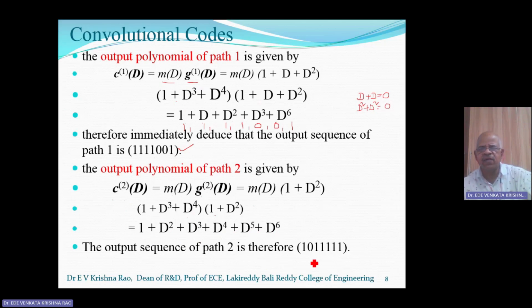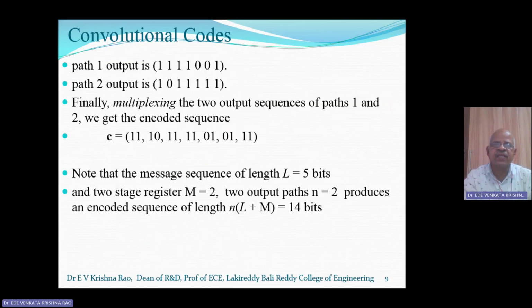Then the code output binary data can be written as 1 for D0, 1 for D square, 1 for D cube, 1 for D power 4, 1 for D power 5, 1 for D power 6. So this is the code output. Then comes the multiplexing, combining these two outputs as a single output. So this is the single output by combining C1 and C2. This is C1 of D, and this is C2 of D.